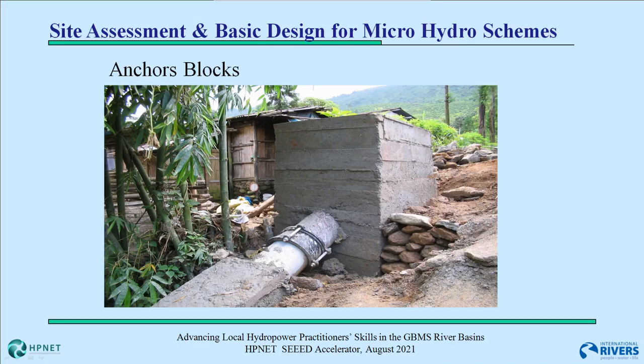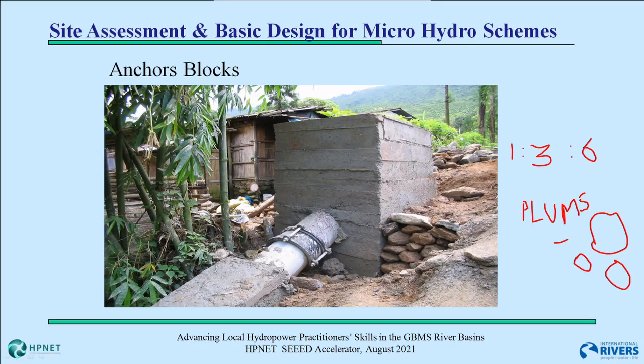Anchor block should normally be constructed of 1:3:6 concrete. That is 1 part cement, 3 parts sand, 6 parts aggregate, with 40% plumps and nominal reinforcement. Plumps are boulders that are distributed evenly around the block such that they occupy about 40% of the block volume. The boulders add weight to the block and therefore increase stability while decreasing the volume of cement required.